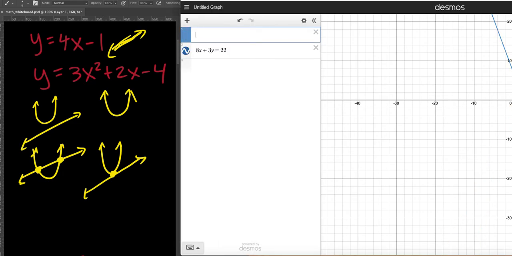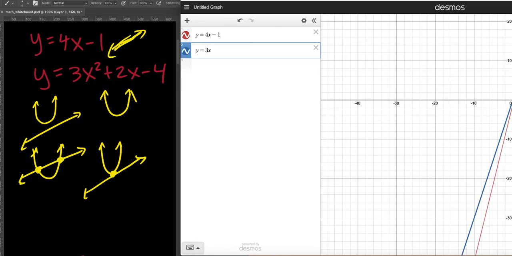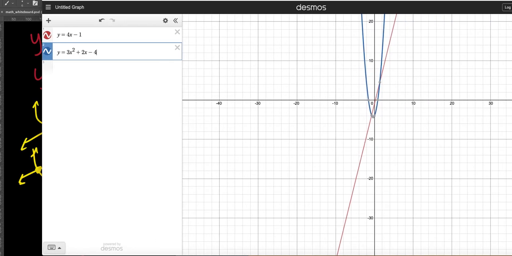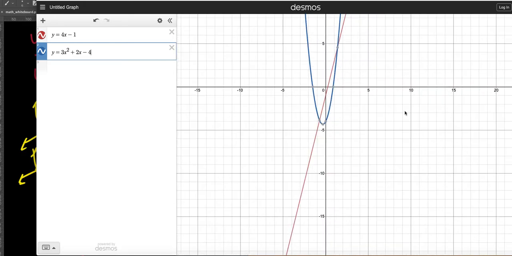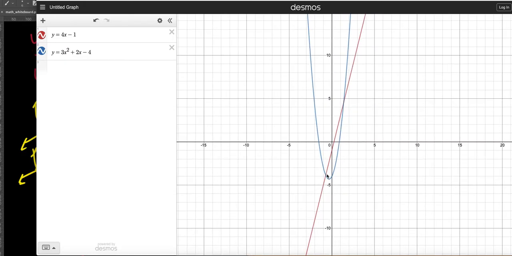Okay, so we have y equals 4x minus 1 and y equals 3x squared plus 2x minus 4. Pull this over. It looks like we have the situation where they cross twice, and so we want to write down both of those values. Now those aren't nice values.